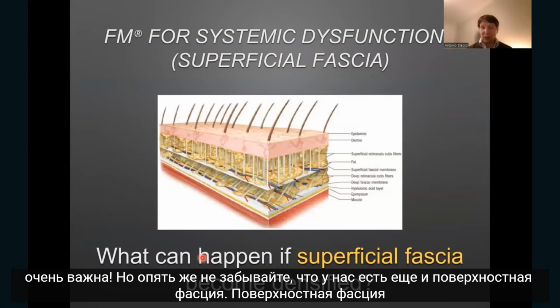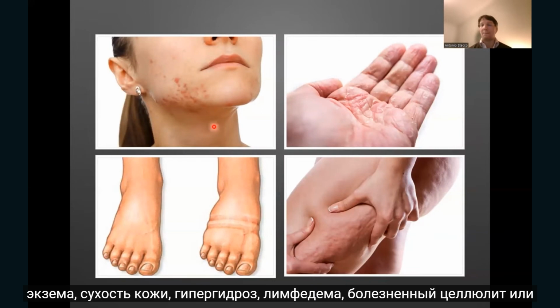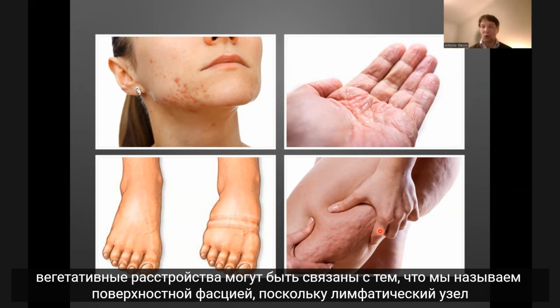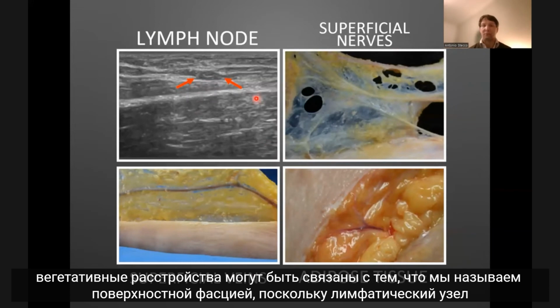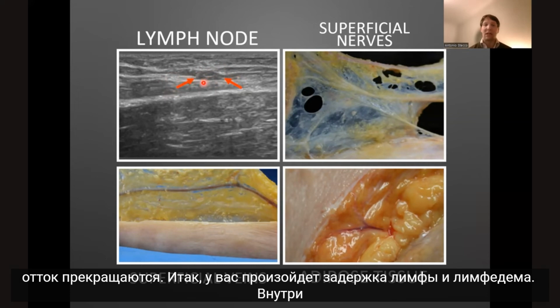So visceral fascia is very important, but again, don't forget that we also have superficial fascia. Superficial fascia can be extremely important for multiple symptoms. We talk about disorders of the skin, like pimples, eczema, dry skin, hypersudoration, lymphedema, painful cellulitis, or other disorders that can reach to Raynaud, complex regional pain syndrome. All these idiopathic autonomic disorders can be related to what we call superficial fascia, because the lymph nodes are surrounded by superficial fascia. So if the superficial fascia becomes stiff, the flow in and flow out is stuck. So you have a retention of lymph, and so lymphedema, caudal to that.